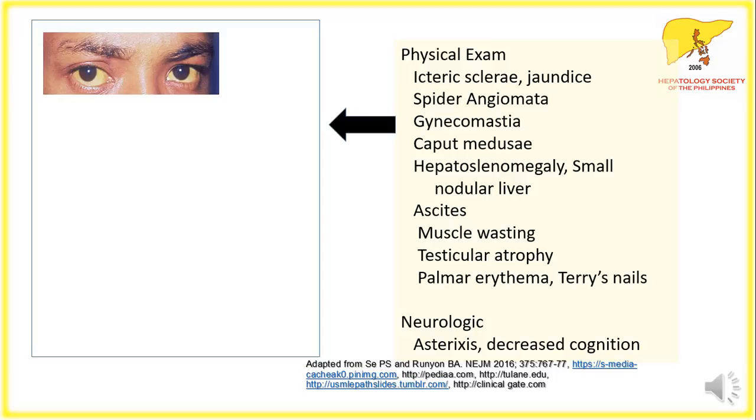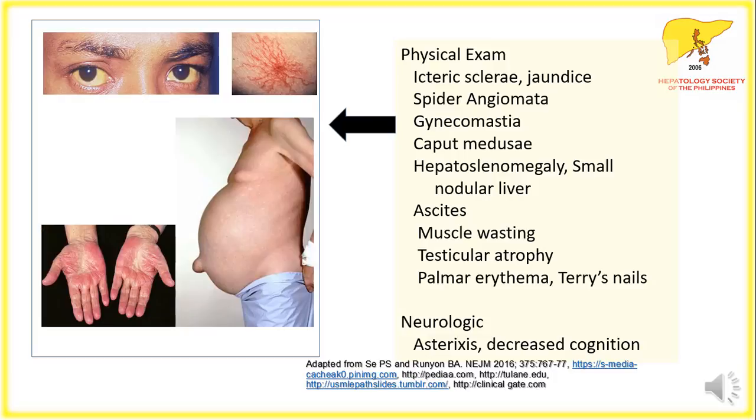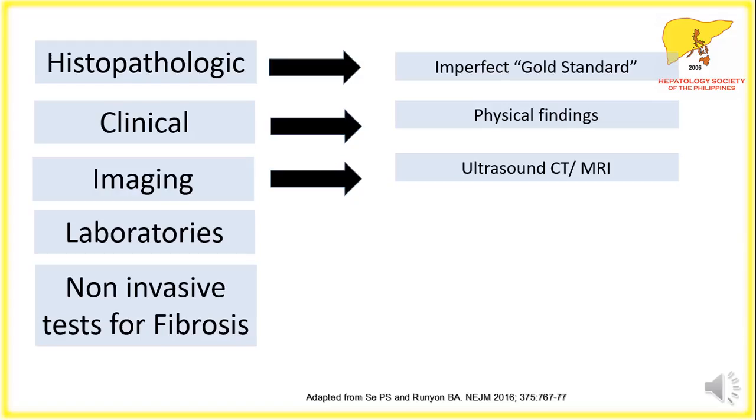icteric sclerae and jaundice, spider angiomata, gynecomastia, ascites, and collaterals that may manifest as caput medusae. A small nodular liver or hepatosplenomegaly may be palpated. In the extremities, you may get palmar erythema, Terry's nails, clubbing, and muscle wasting may also be noted. And for the neuro exam in decompensated patients, asterixis and decreased cognition may be noticed.